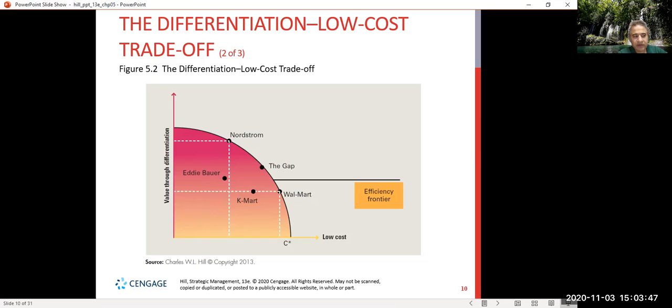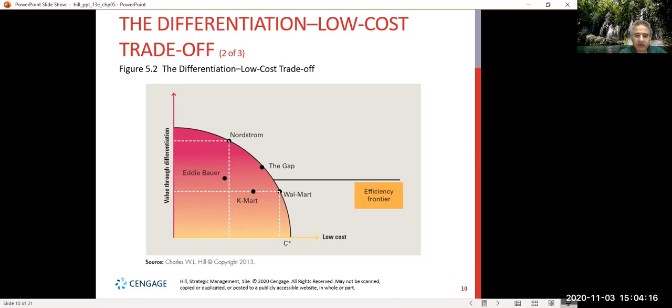To successfully implement a business level strategy and get to the efficiency frontier curve, a company must pursue the right functional strategies and be appropriately organized to implement those business level strategies. Business level strategies, functional level strategies, and organizational arrangement must be aligned with each other to achieve the organizational objectives.